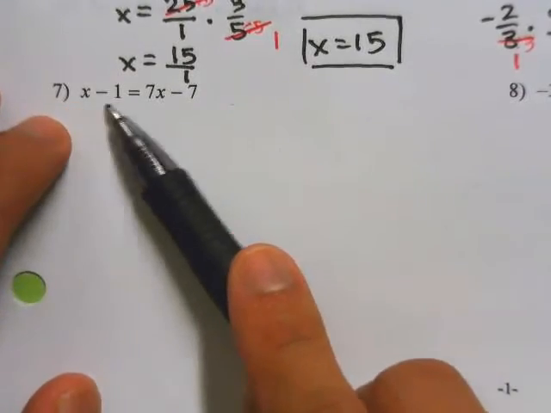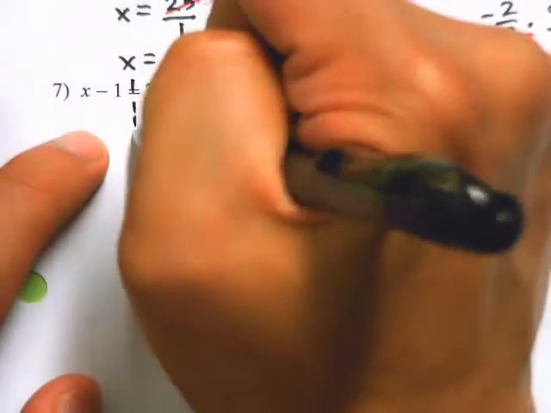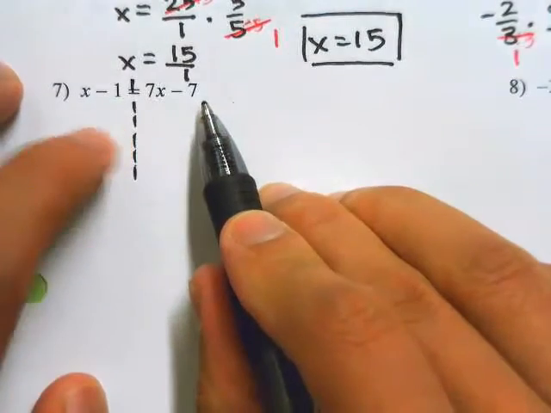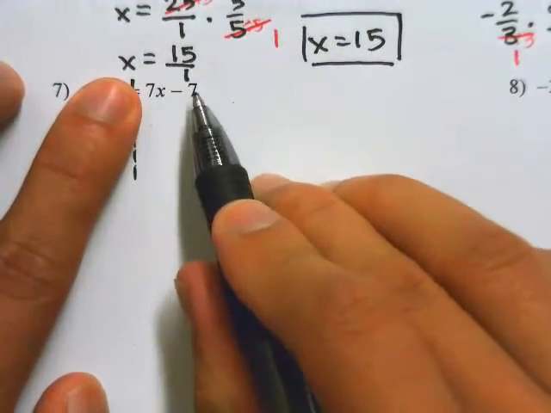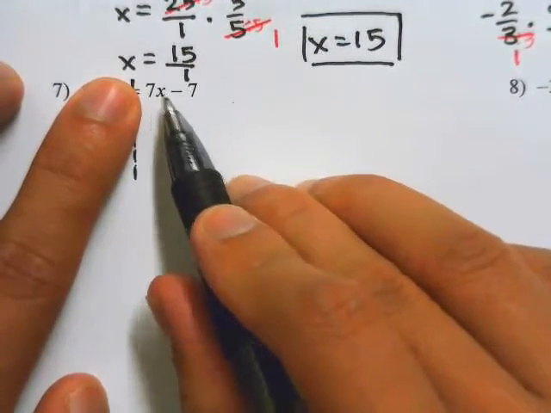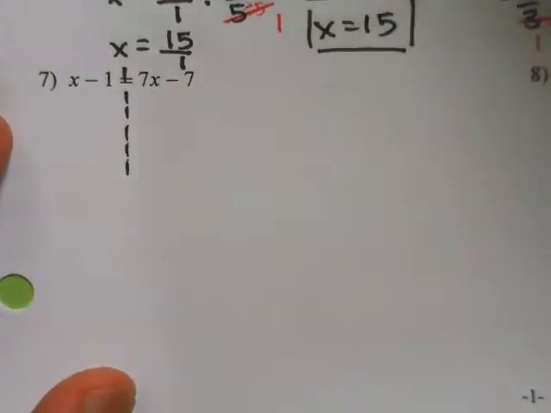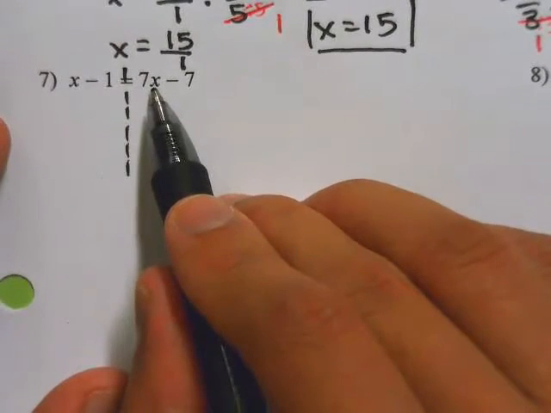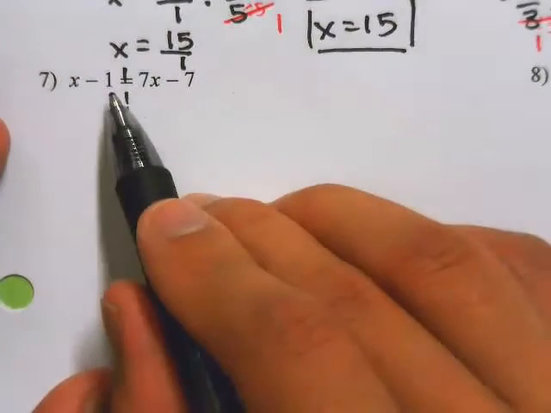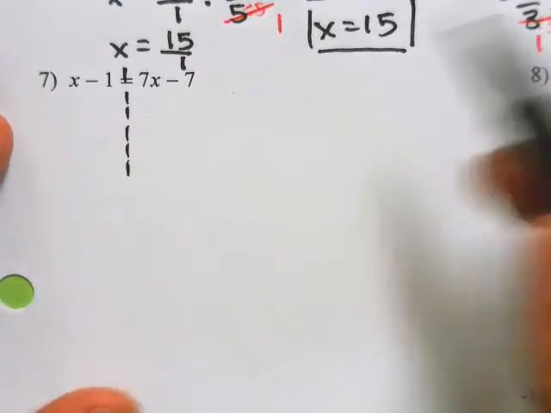None, because this is an x and this is a 1. Any like terms on the right side? It kind of looks like it because they have 7s, but the answer is no, because this one has an x and this one does not. So we can start transferring. What I like to do is I like to transfer all the variables on the left side, and then after that, all the numbers on the right side.